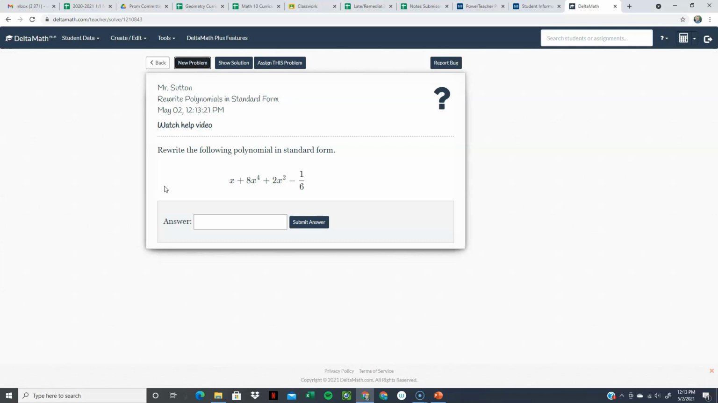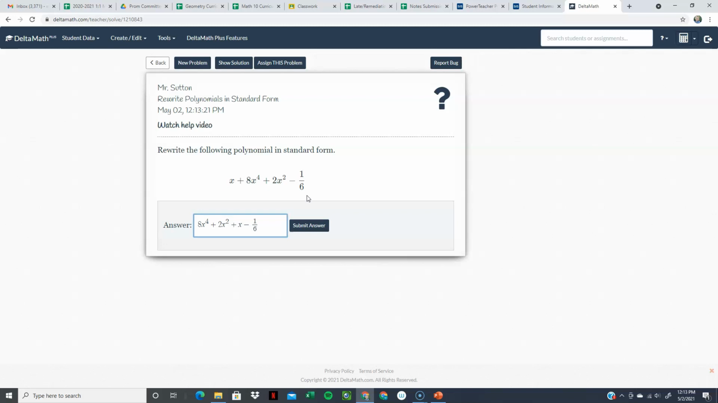All right. Let's look at this one. The highest degree is this 8x to the 4th. And then the next highest degree would be this positive 2x squared. And then we have this x out in front. Note that it's a positive x, so we want to have a plus sign out in front of that. And then this 1/6 is negative, so negative 1/6. You have to keep your signs with the terms. You don't want to move the signs around.